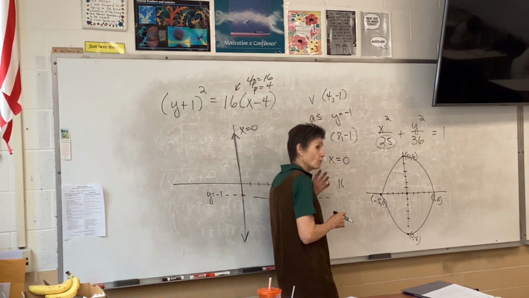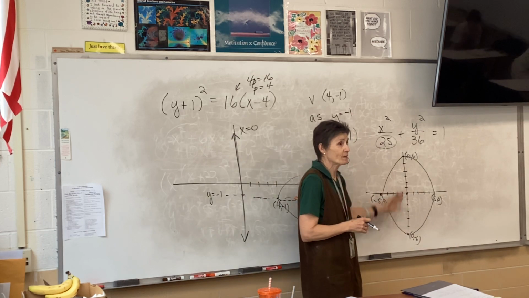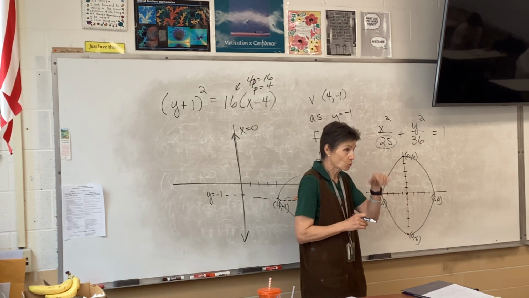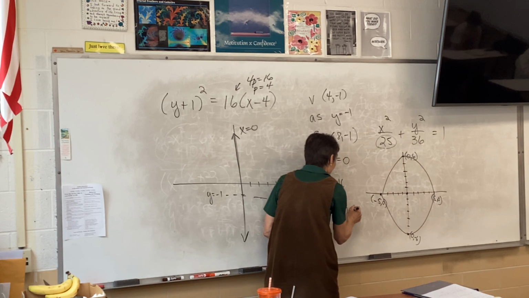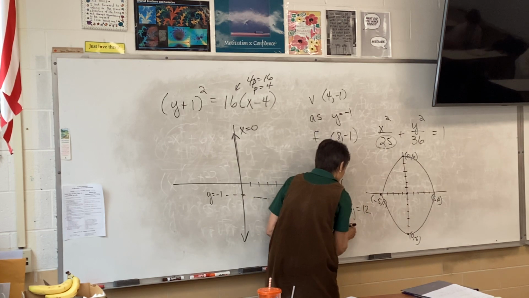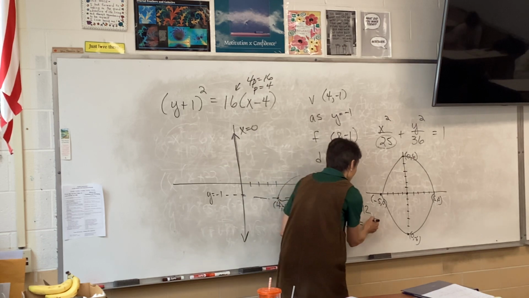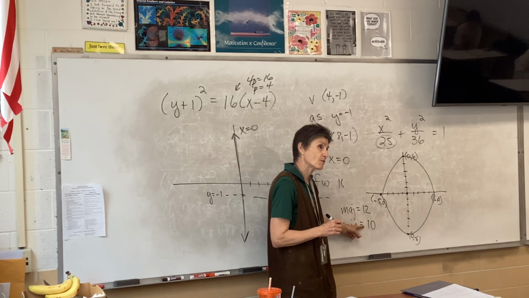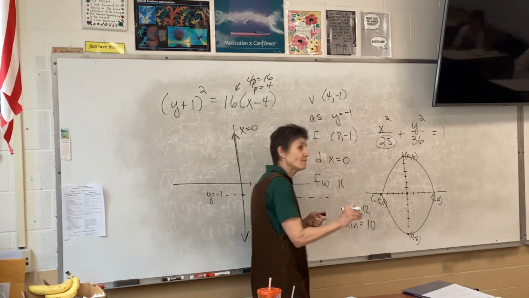So which one's longer, vertical or horizontal? Vertical. How long is the vertical axis? Not 6, it's actually 12, because I went up and down 6. So my major axis is 12, and my minor axis is 10. Would you agree that the closer those numbers are together, the more circular the figure is? Yeah. All right, one more thing to find and then we're done.